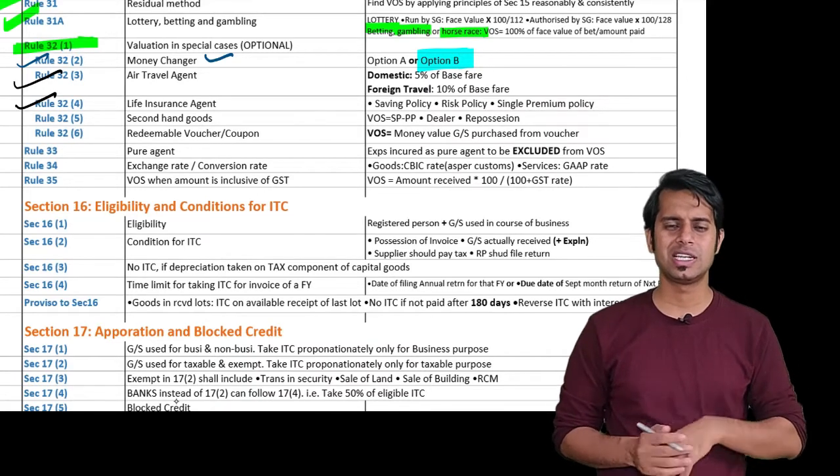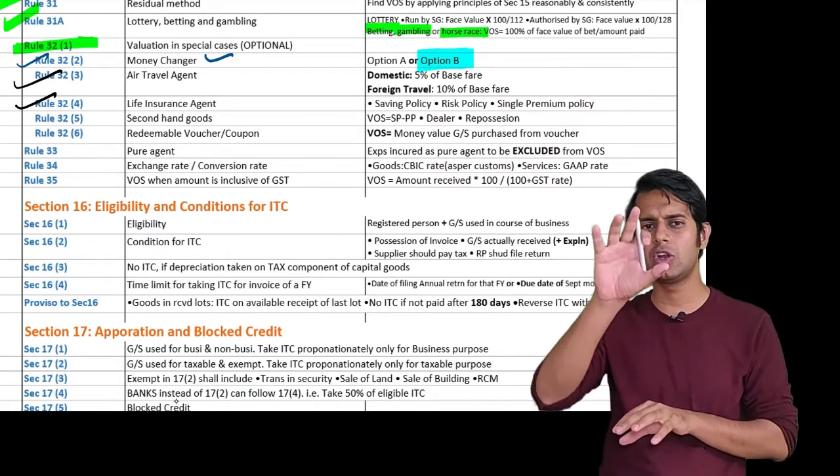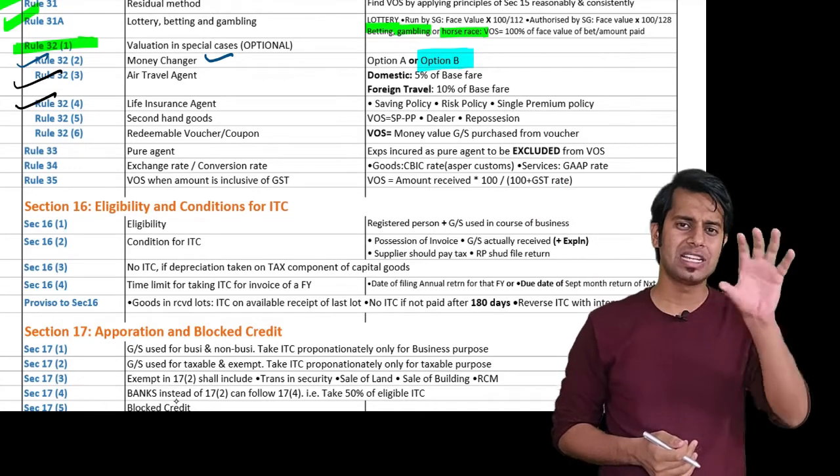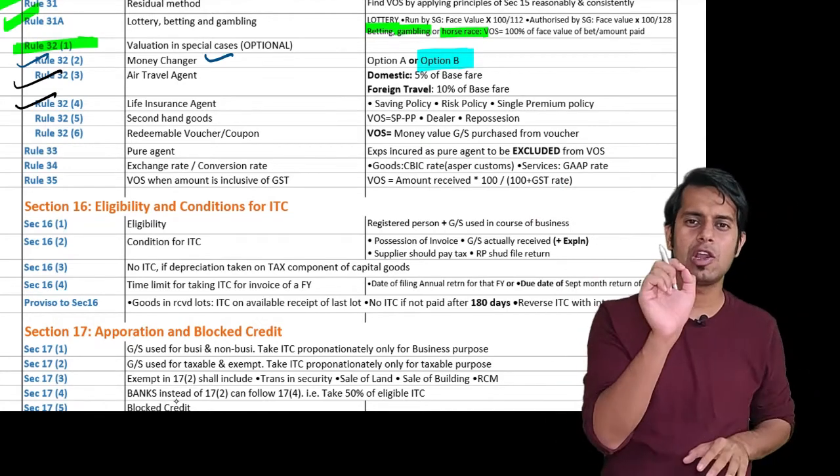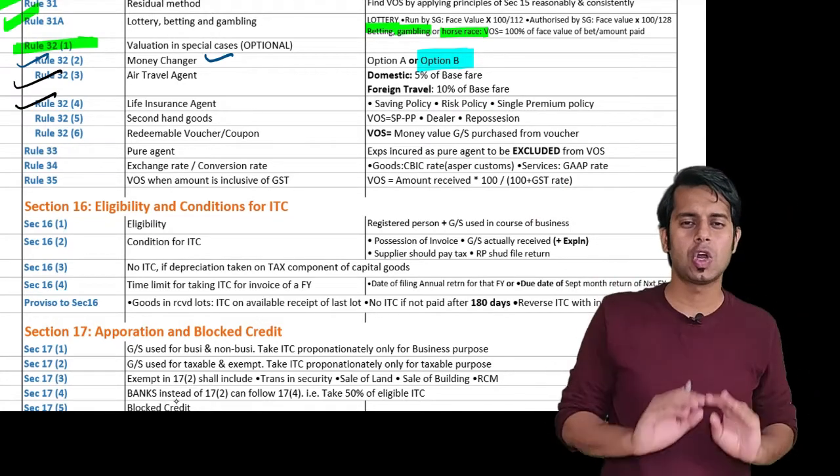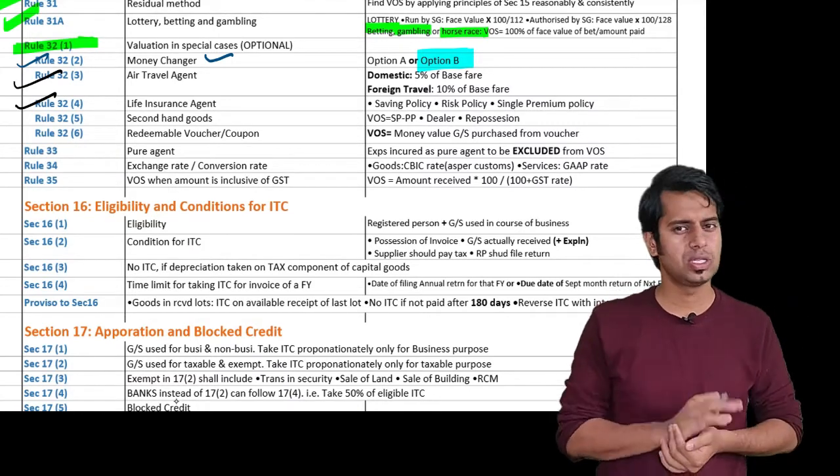In case of life insurance business, see whether it is a saving policy or risk policy or single premium policy. If it is a risk policy, then the value of supply is the premium which you are paying. The gross premium which is paid by you is the value of supply.